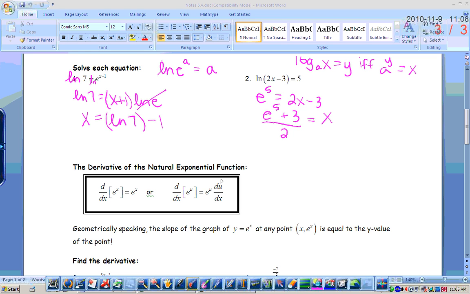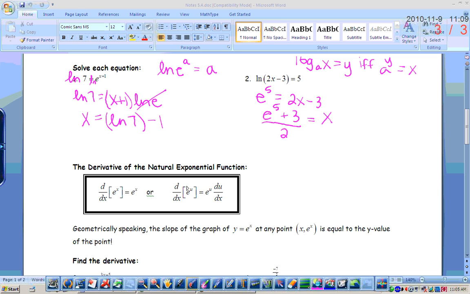Okay. When we took the derivative of natural log, it's 1 over the argument times the derivative of the argument. Well, the derivative of e to a power is e to that same power times the derivative of that power, or the derivative of that exponent.